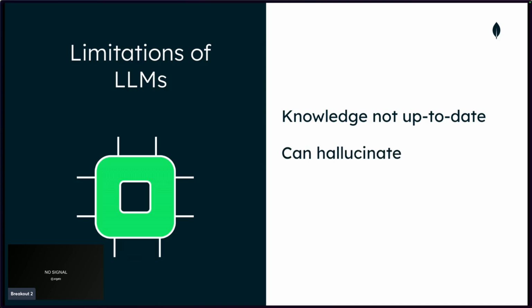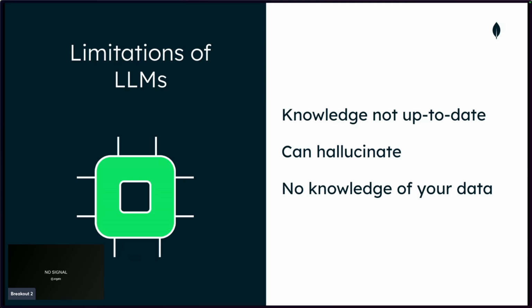They can also hallucinate. They just make things up sometimes. So how can we minimize that? And they can't access our proprietary data, our domain-specific data, and that is a really big limitation. And so how can we fix these LLMs? Because creating a new LLM from scratch is very not cost-effective, right? It's very expensive. So how can we fix that?